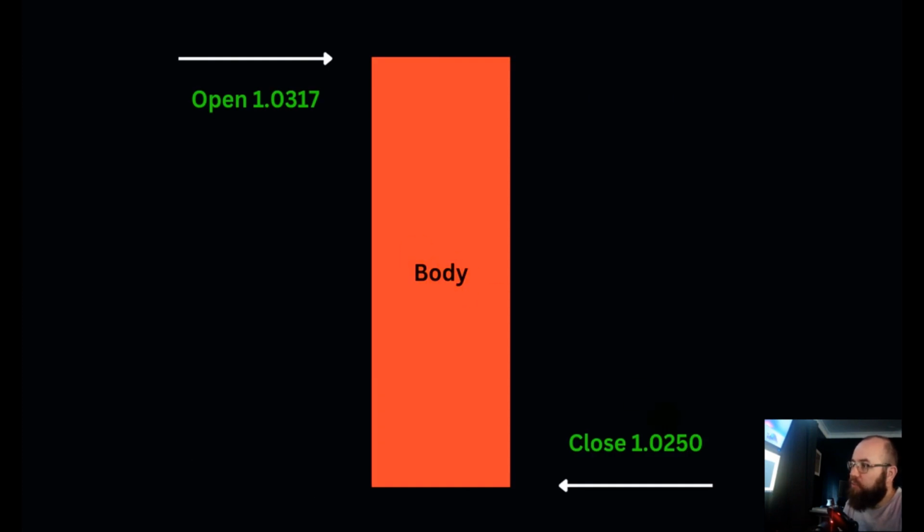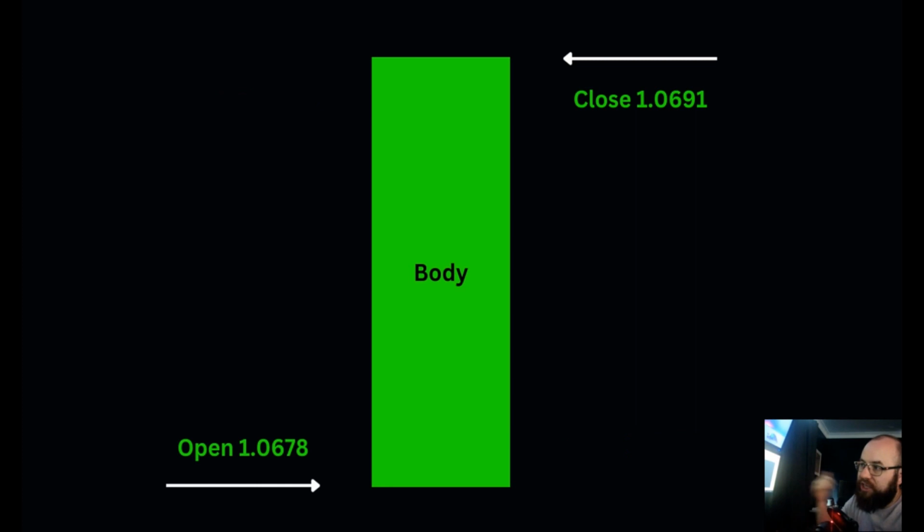Looking at this example, where the closing price is lower, 102.50, than the opening price, which was 103.17, the opening price is at the top and the closing price is at the bottom. And for me, this is a red candle. Going back to our trends, where we have a bullish trend and a bearish trend, this can be referred to as a bullish candle. It's an upward candle. Price moved up. It opened down here and closed up here.